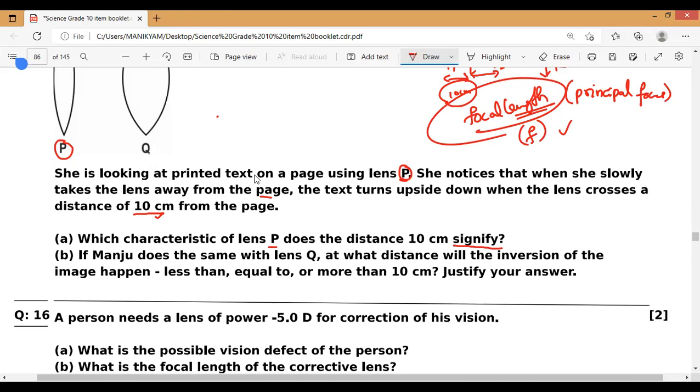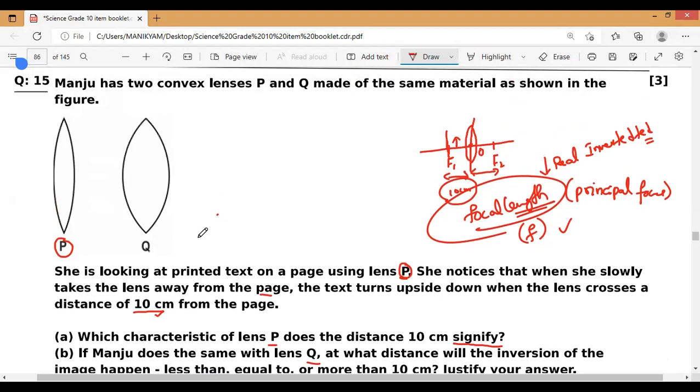Next, if Manju does the same with the lens Q, at what distance will the inversion of the image happen? Less than, equal to, or more than 10 centimeter? Justify your answer. For this question, observe very carefully. You might be having an idea that thickness is less, focal length is more. Thickness is more, focal length is less. Of course, if it is the same material, it doesn't matter.